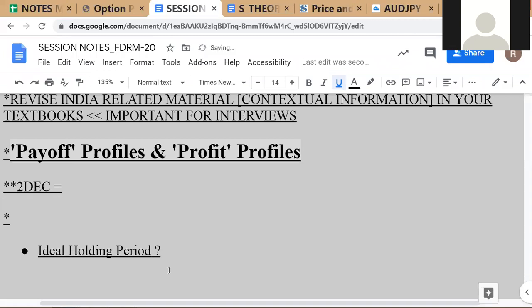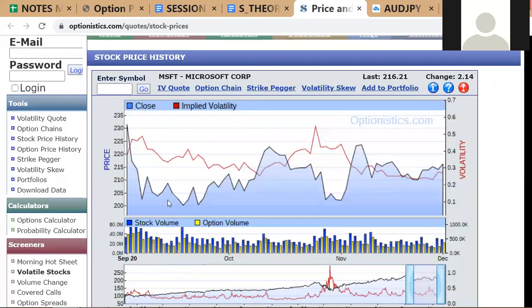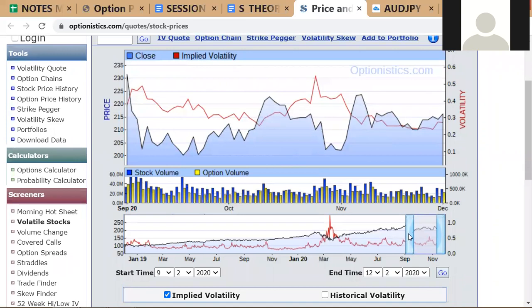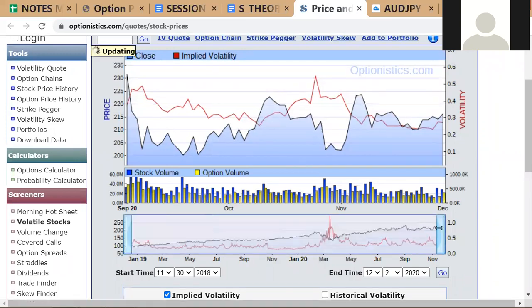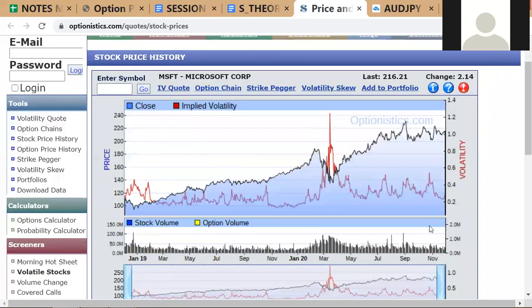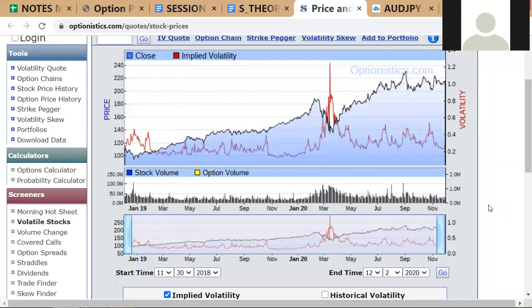Ideal holding period that he's asking about, for positions. There's no ideal holding period as such. What you have to look at is essentially this. You're buying and selling options. Which underlying is this? This is for Microsoft. Let's say you bought call options, maybe because you feel the underlying asset price is going to be moving up in the future, and the implied volatility is going to go higher. That's why you bought call options.